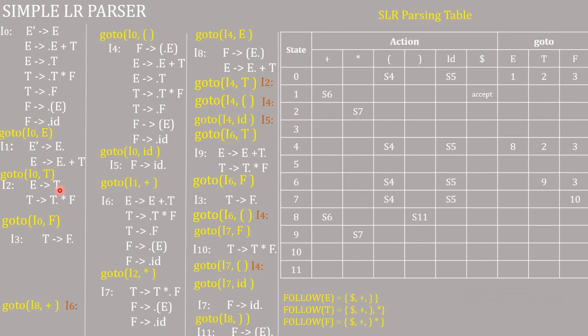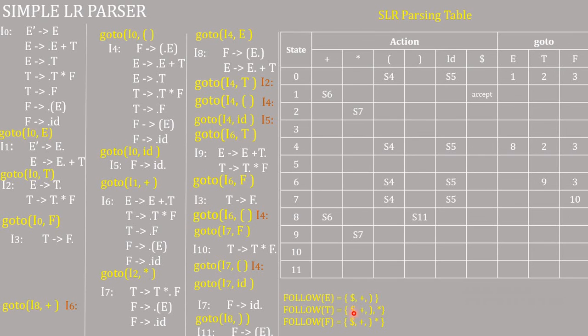I'll make the point very clear. We have got a production ending with dot in item set I2. Item set I2 refers to state 2. So in state 2, we have to apply the reduce operation. For applying the reduce operation, what we have to do is compute the follow of E, the left hand side non-terminal, right? So we have to compute follow of E.